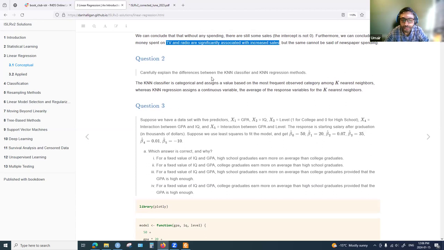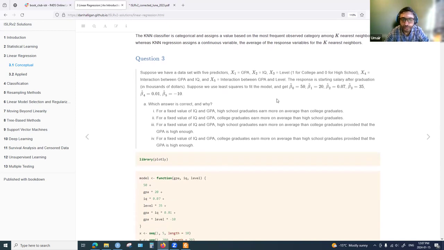Question number two is the difference between KNN classifier and KNN regression methods. So classification, just to review, predicts a class or a qualitative value, and regression is about predicting a number. The KNN classifier works by voting the most frequent category, and then the predicted value would be that category. And the regression would be where an average of the response variable is the predicted value. So it's the average of the nearest neighbors. Let's say if k equals 5, we look at the values of the 5 nearest neighbors, and then we take the average of those 5 values of the response. That would be the predicted value.